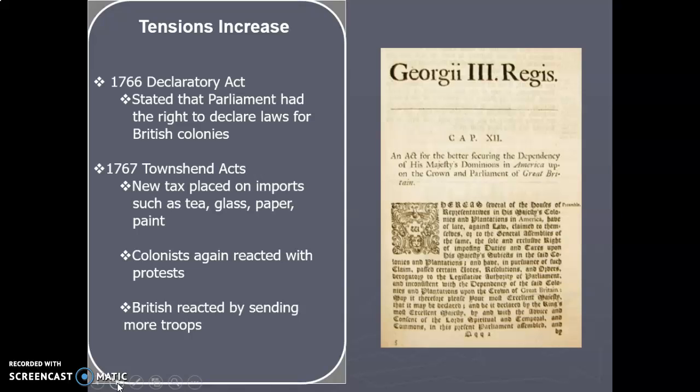Remember, this goes back to Jamestown when they were starting to pass laws. So the colonists see this as a huge threat. And actually, Thomas Jefferson makes a famous statement about this and says, if they pass the Declaratory Act, we'll be virtual slaves to the king and we'll lose all of our rights.